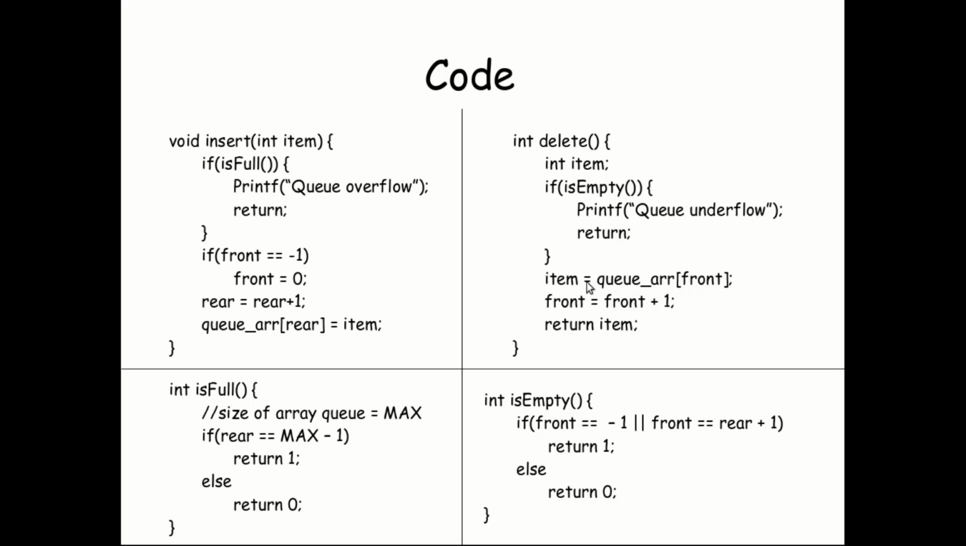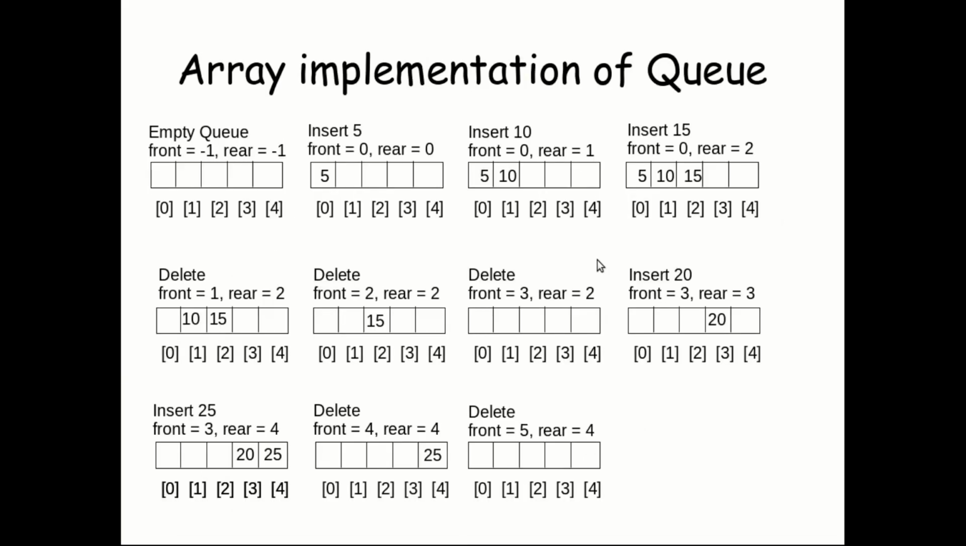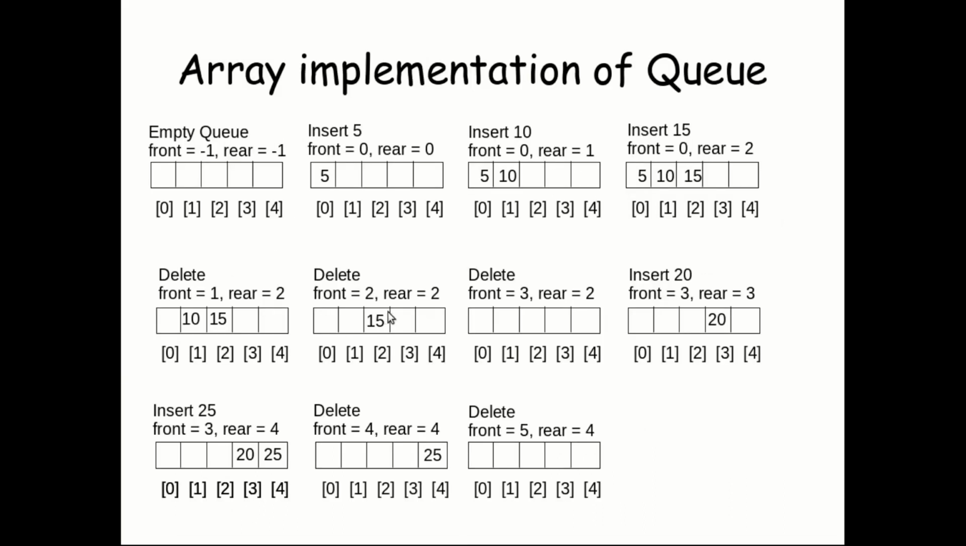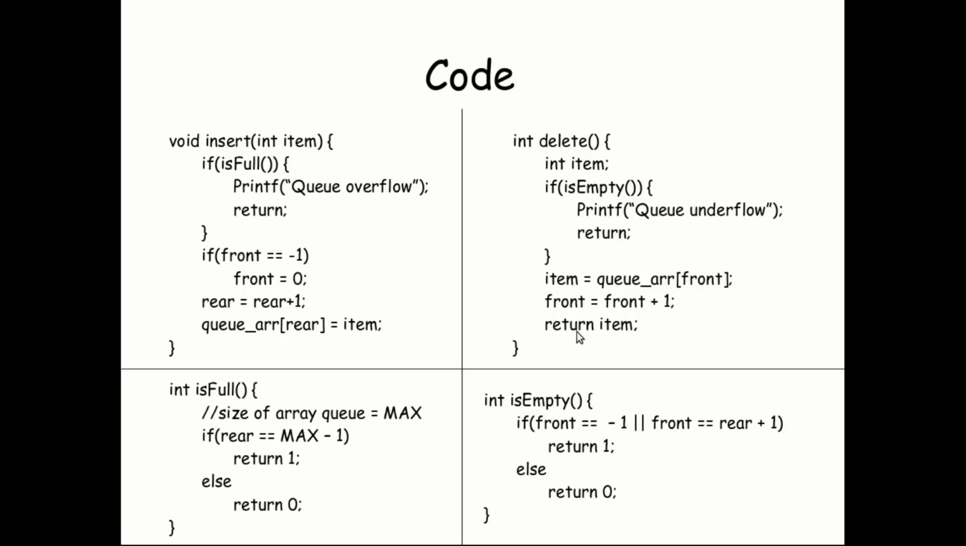So let me show you from here. Suppose this condition. In this picture the front value is equal to 1, so the element 10 will be deleted. Here, suppose this is the queue array we have declared in our program. So front will be 1, so this element will get stored here, and front will be incremented to 2 like this, and we will simply return the item which we have stored. So this is the delete method for the queue.